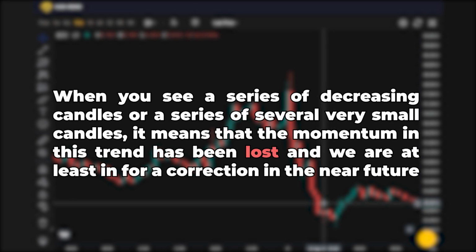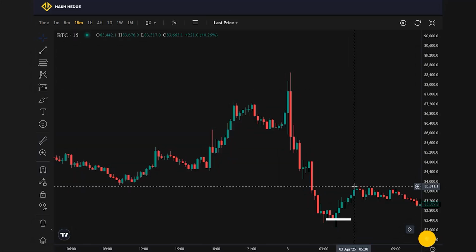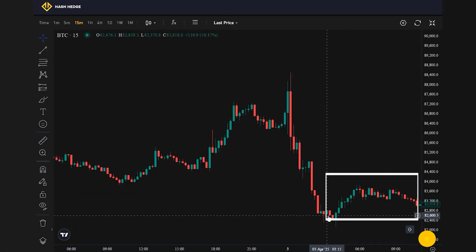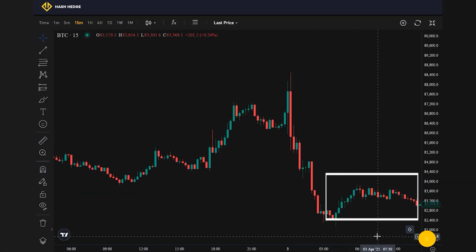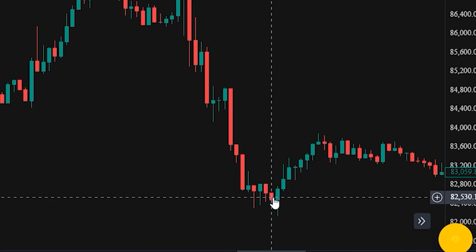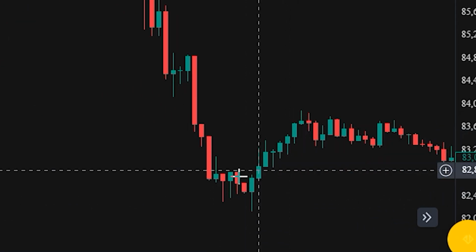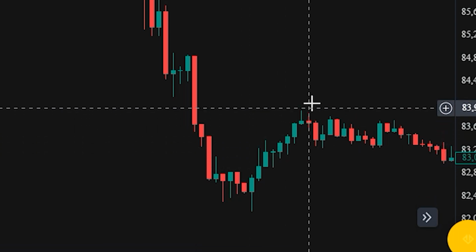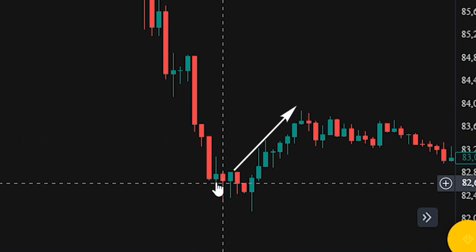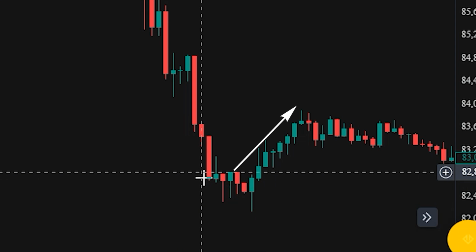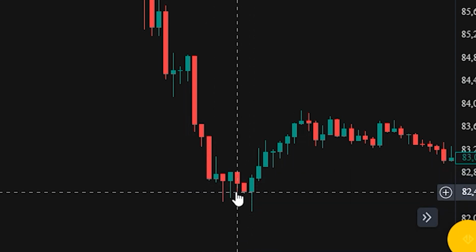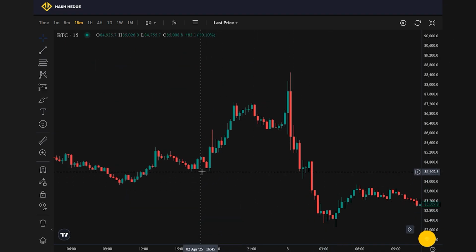When you see a series of decreasing candles, or a series of several very small candles, it means that the momentum in this trend has been lost, and we are at least in for a correction in the near future. A reversal is quite possible. It is possible that the trend will continue after the correction. But at this point, you can either lock in profit and then look for a new entry point, or move to a reverse position, because we do not know whether the trend will continue or not, but we definitely see that it is already fading, that the trend is losing its strength.